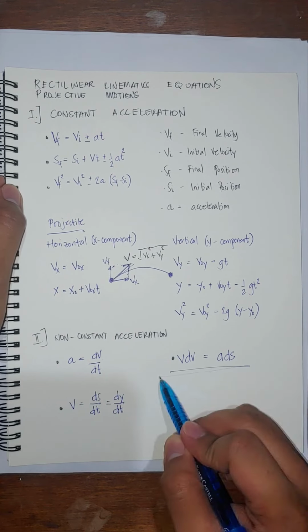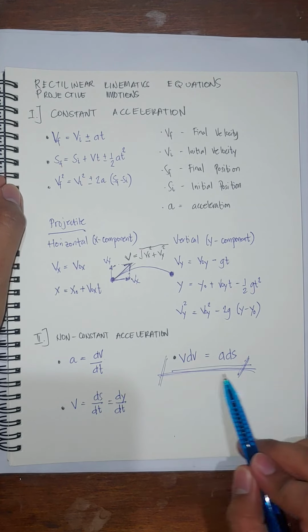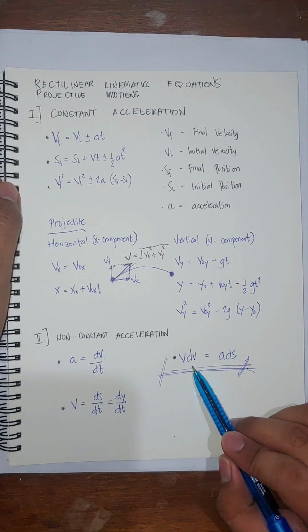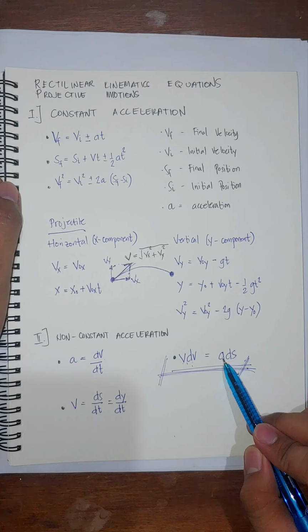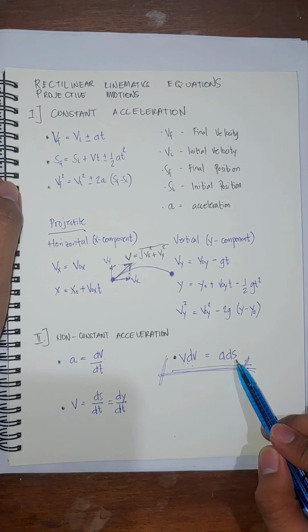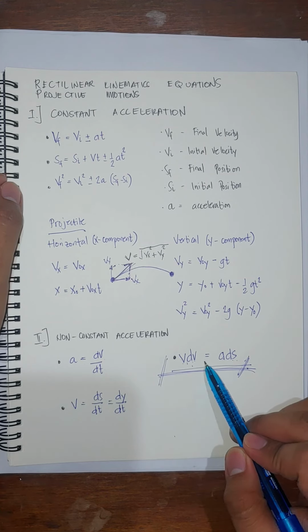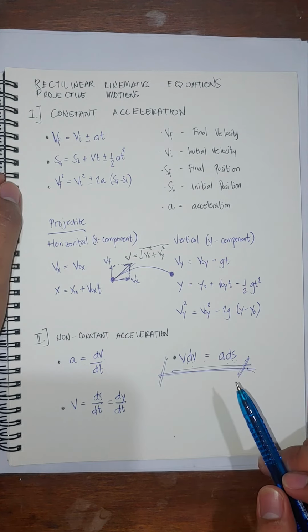And also we have this relationship. We derive this equation by equating the time in the two. So we have v dv is equal to a ds. The velocity times the derivative of the velocity is just equal to the acceleration times the derivative of the position.